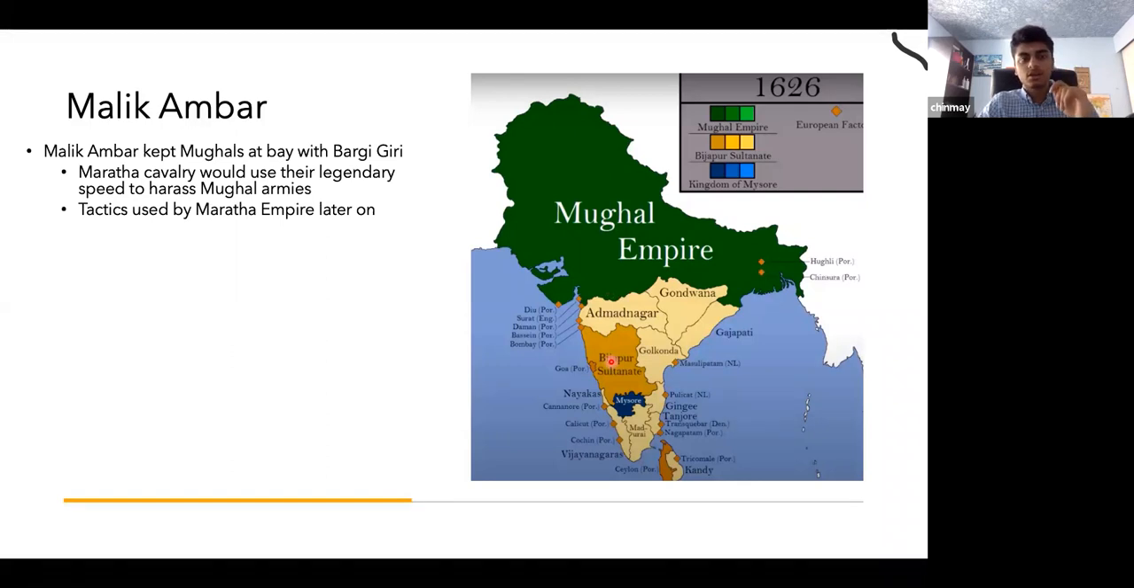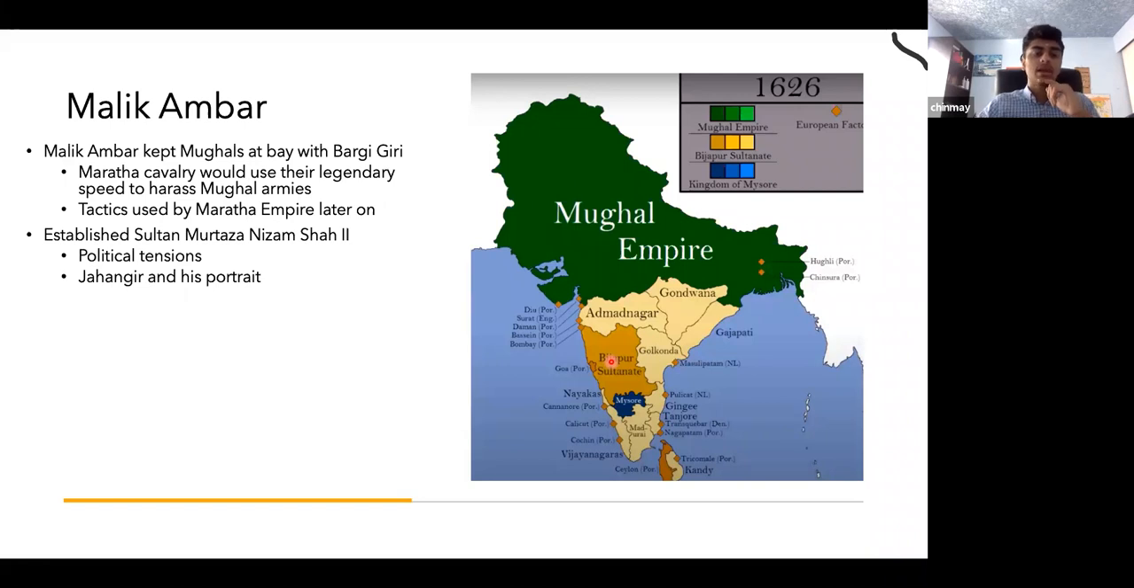Bargigiri was the tactic that we just talked about. It was when the Maratha cavalry would use their legendary speed to harass the Mughal armies. The Mughal army was massive, just beyond proportions massive. They had tens, if not hundreds of thousands of men. They had lots of gunpowder, muskets, huge cannons, and elephants. The only thing, though, is that their incredible size made them slow. So Malik Ambar used the size of the Mughals against them, just as Maharana Pratap did for a short amount of time. He used this tactic that he called Bargigiri to attack the Mughals speedily and retreat before the Mughals could recover. These tactics were advanced upon, more developed, and used by the Marathas later on to establish the Maratha Empire.